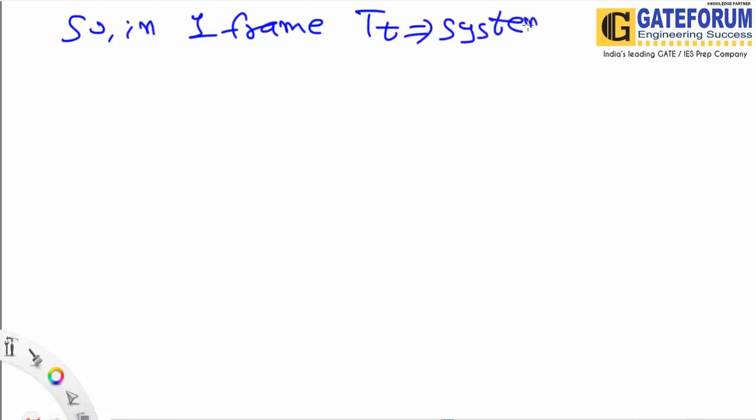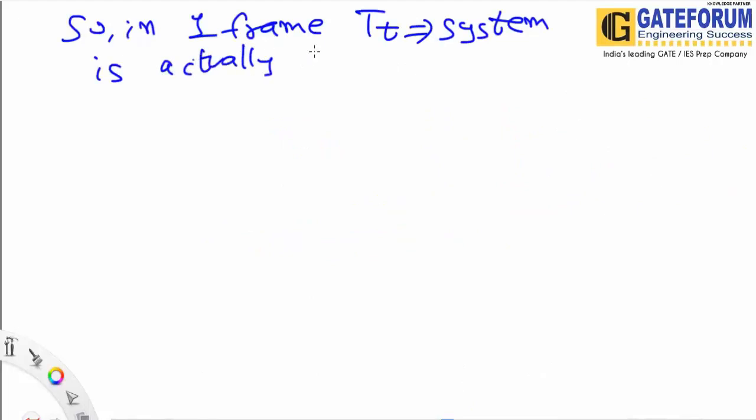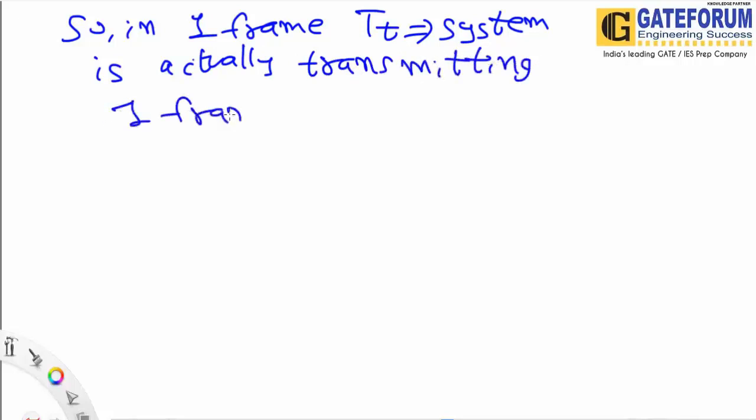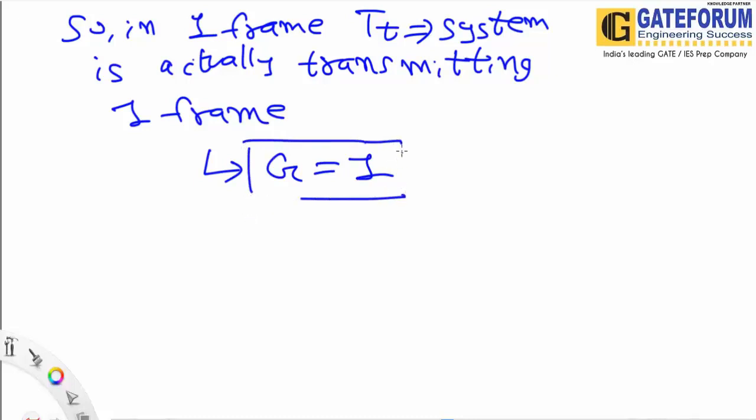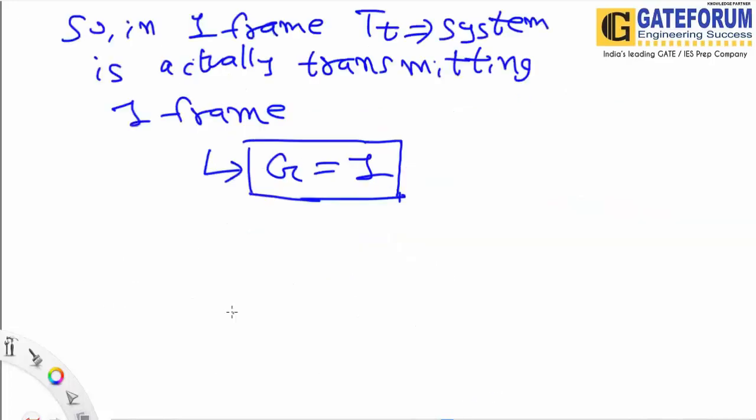G is basically the average number of frames transmitted by the system network in one frame time. So in one frame transmission time, the system is transmitting one frame. This means that the value of G is equal to 1. Let's say if they were transmitting two frames in one particular frame transmission time, then the value of G would be two. But here, per one frame transmission time, we are sending one frame. So the value of G is 1 here.